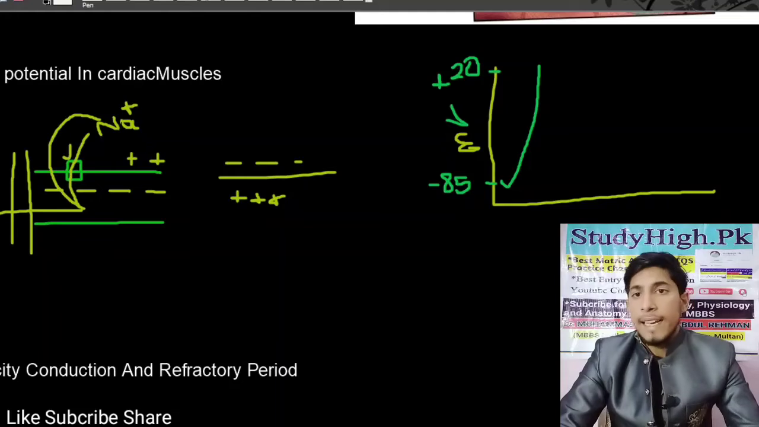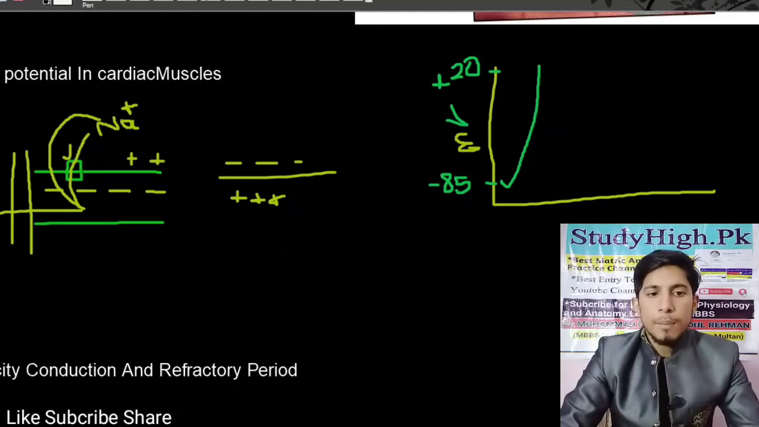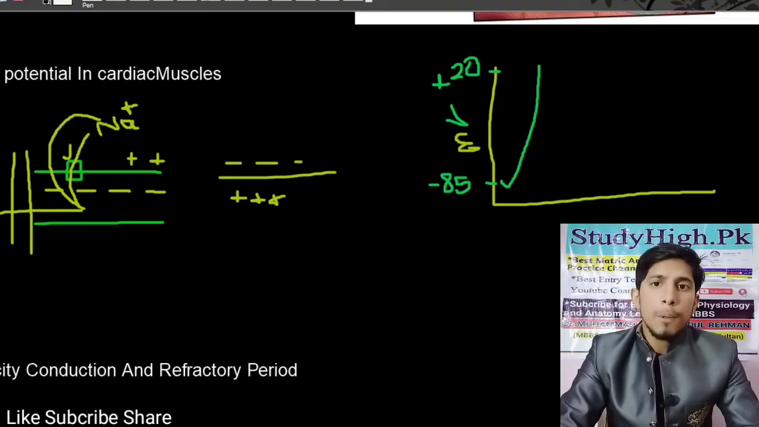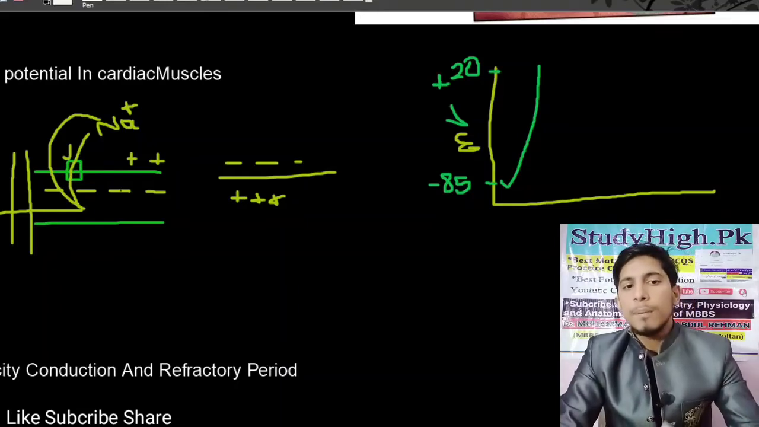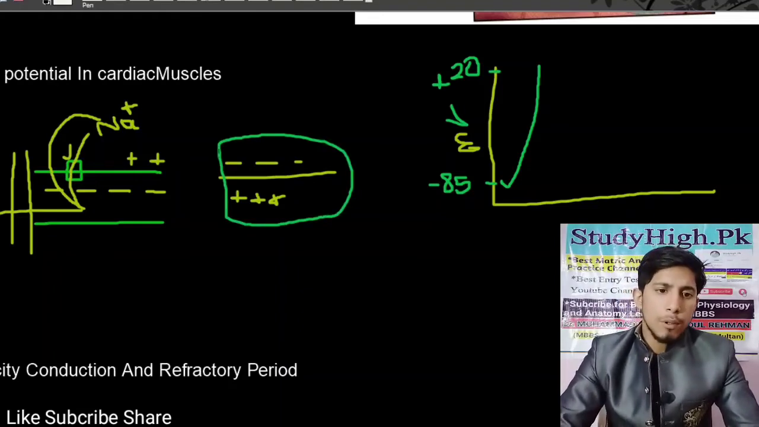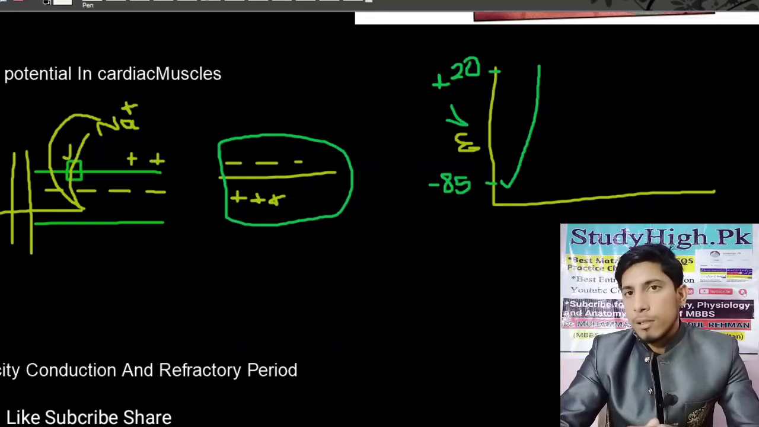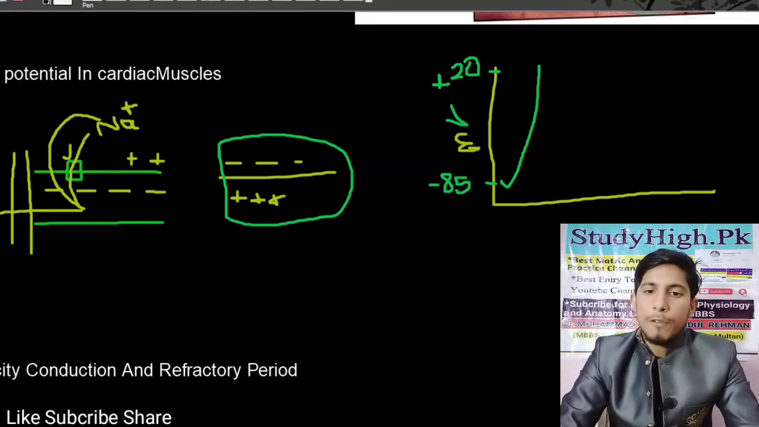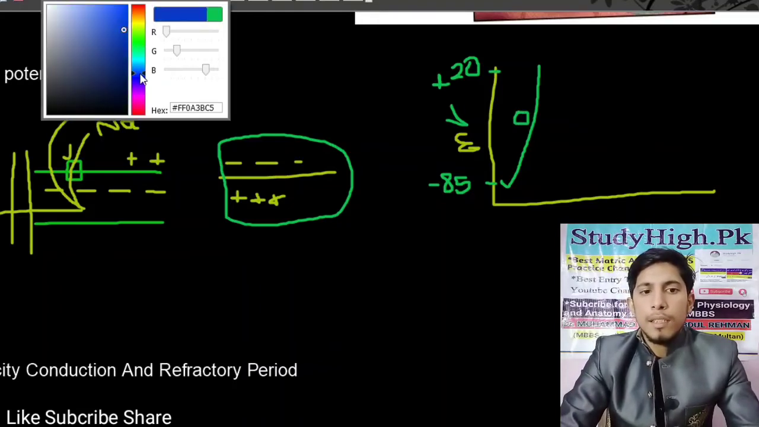So what happens next? A large amount of sodium has entered. This is phase 0, the phase of rapid depolarization. The membrane that was initially polarized has gone into a depolarized form because a large number of sodium ions from the extracellular matrix have moved into the cell. Now we are going to discuss what will happen in the next step.